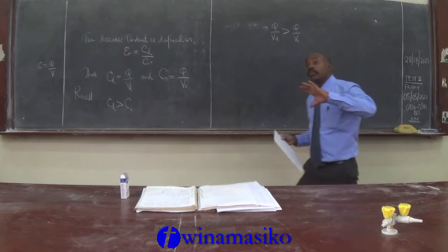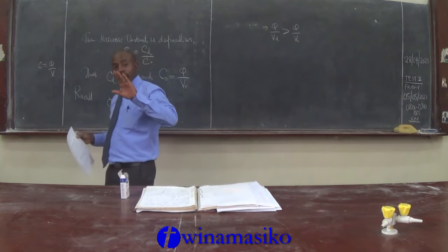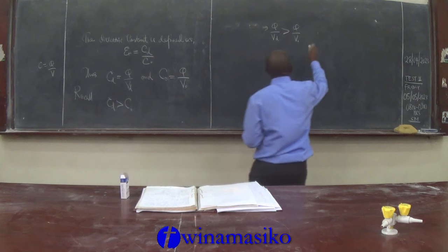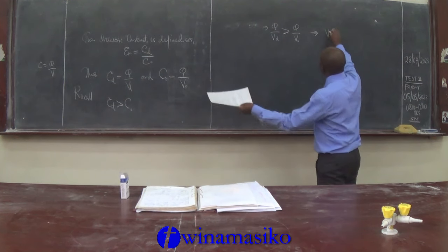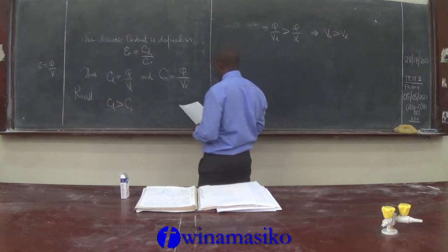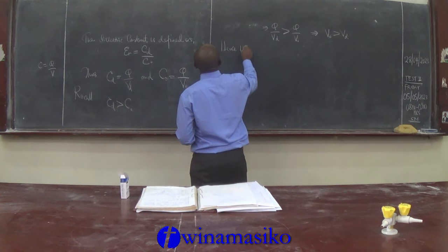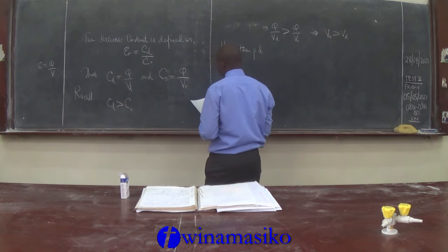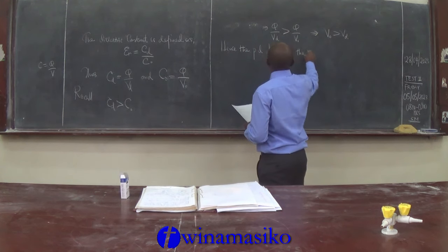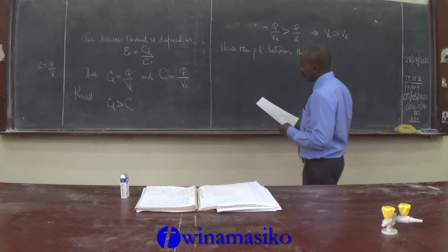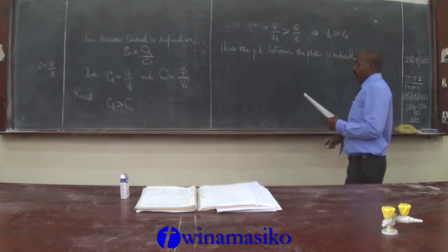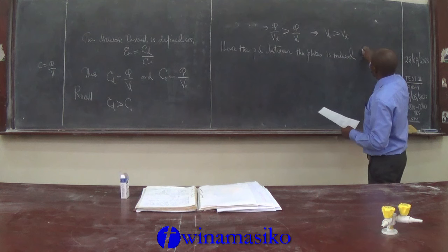So it means that when you introduce a dielectric, the potential boosts. And so this would imply that V naught without the dielectric is greater than with the dielectric. Hence the potential difference between the plates is reduced by the introduction of the dielectric.